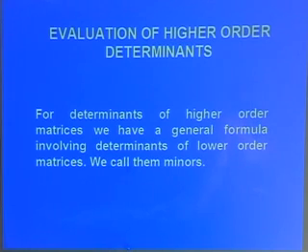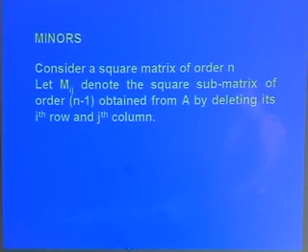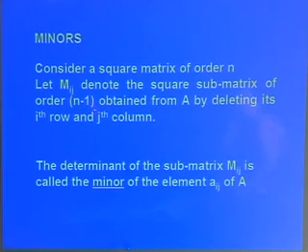This is called minors. Now, minor is denoted as Mij. It is a square sub matrix of order n minus 1, which is obtained from A by deleting the ith row and jth column. The determinant of the sub matrix Mij is called the minor of the element Aij of A.